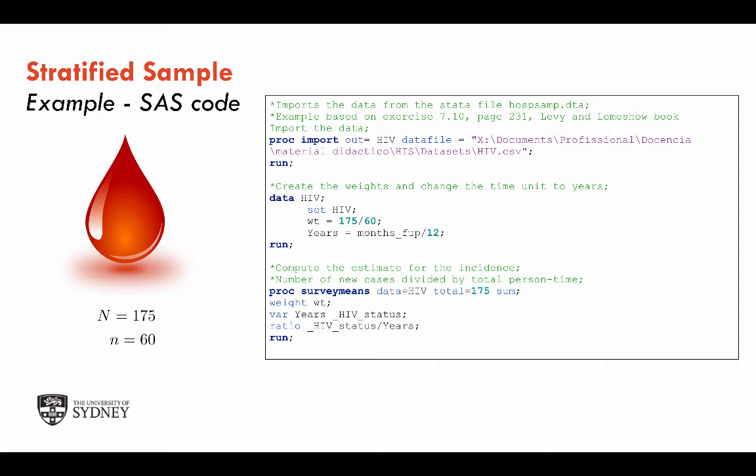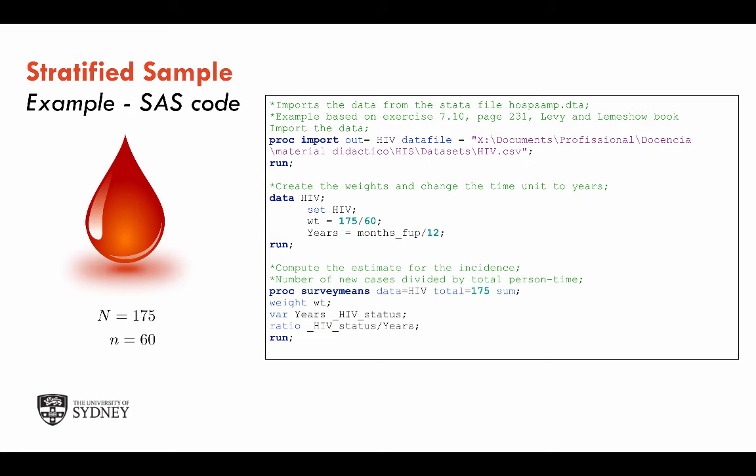So first we import the dataset HIV, and then I'm going to create the weights. If we assume that this is a simple random sampling, the weights are just given by the total of the population, 175 divided by 60. And I'm also going to convert the follow-up time. Instead of months, I'm going to convert it to years.